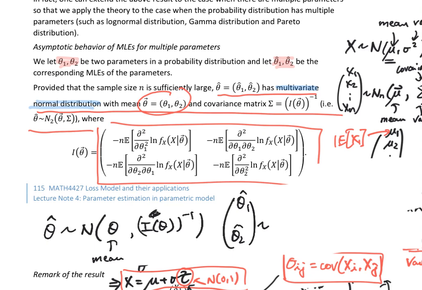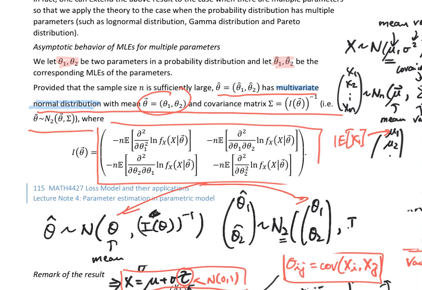Now if you have two parameters, it actually follows the multivariate normal. Let me just write that as N2, where N stands for the normal and 2 stands for the number of random variables. The mean is theta 1 and theta 2, which is parallel to this, and the variance is the inverse of I(theta). It's essentially the same.